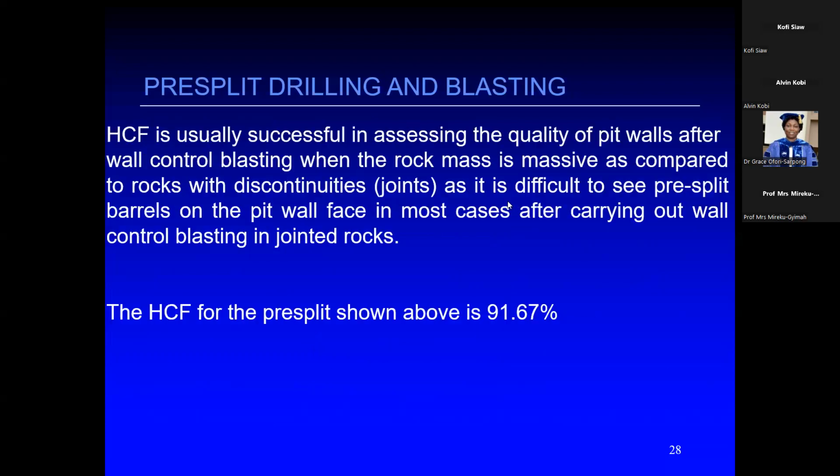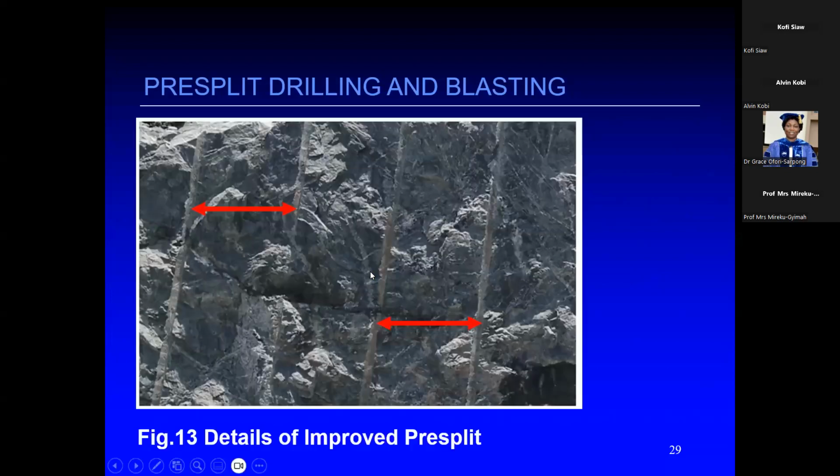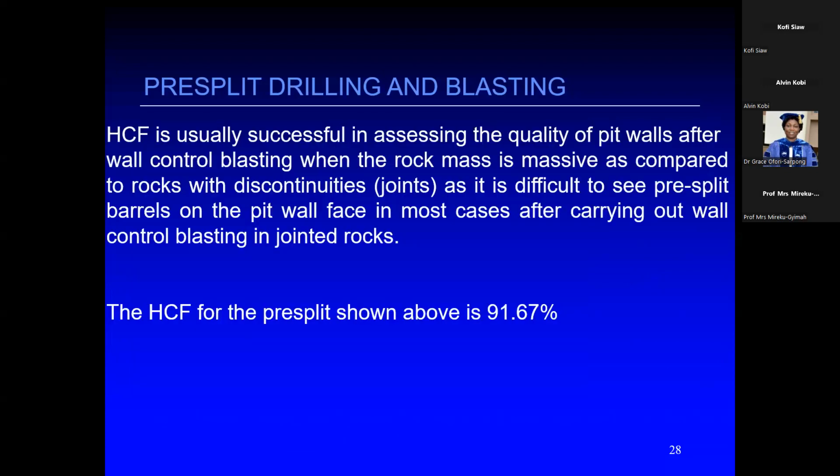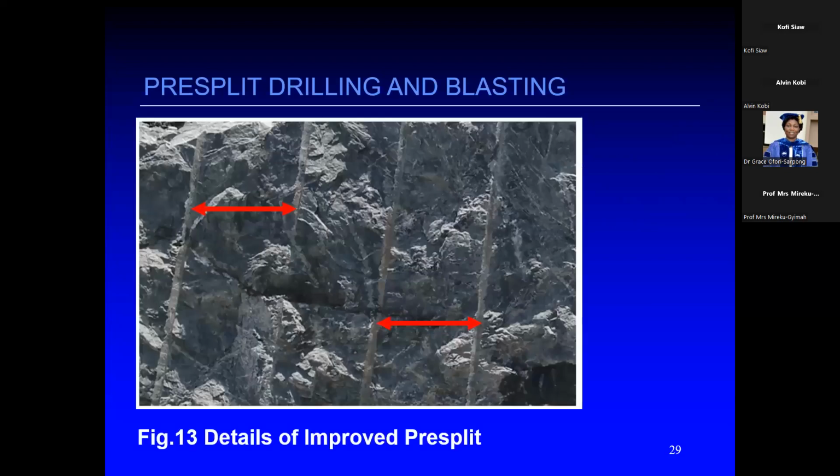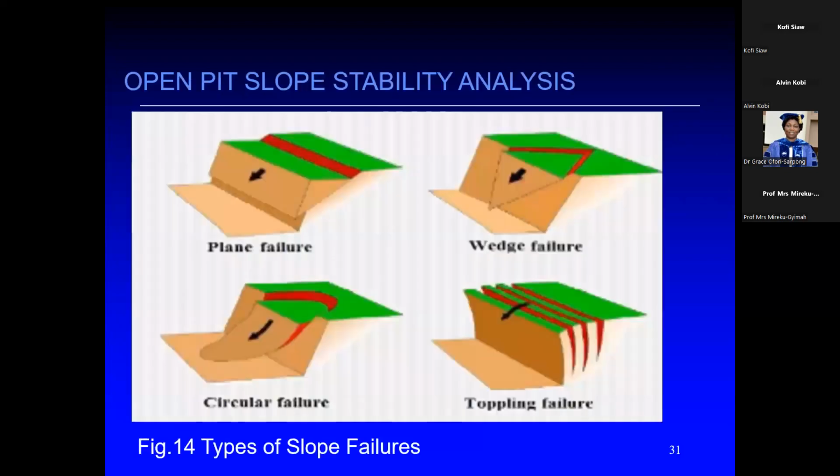You can see this is an improved press plate. You can see the spacing between them. So we are able to calculate this half barrel. I calculated one, and we are having 91.67, which is showing a good or improved press plate for the site. Now, at this point, I'll hand over to one of my co-PIs to continue with the slope failures analysis.